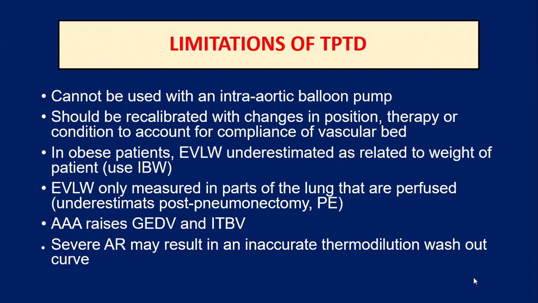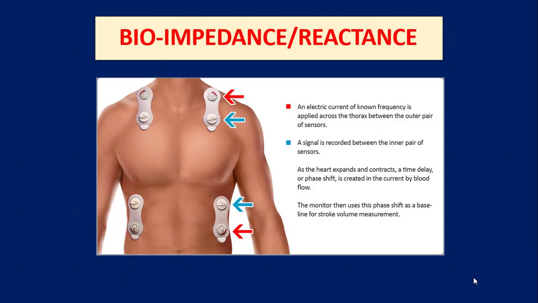Extravascular lung water is only measured in the parts of the lung that are perfused. So it underestimates in those patients who are post-pneumonectomy, having pulmonary embolism, etc. Abdominal aortic aneurysm raises the global end diastolic volume and intrathoracic blood volume. Severe aortic regurgitation may result in an inaccurate thermodilution washout curve. So the reading may be inaccurate.